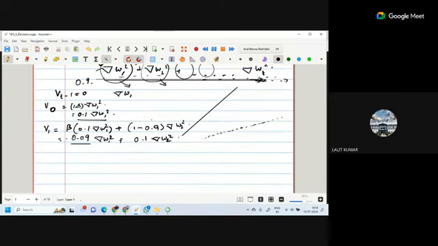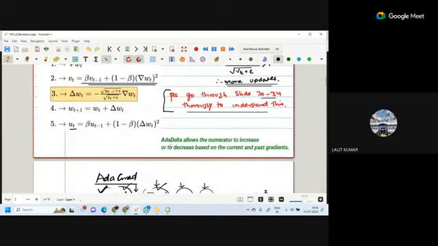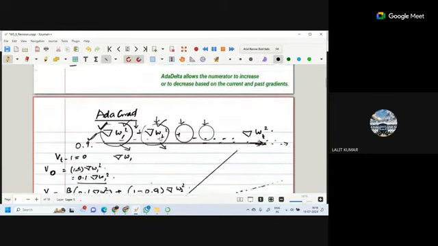So that's why the decay was there, and by this the Vt plus eta is not increasing as fast, which was happening in that other case. So that is the basic intuition. This covers the Adam case.